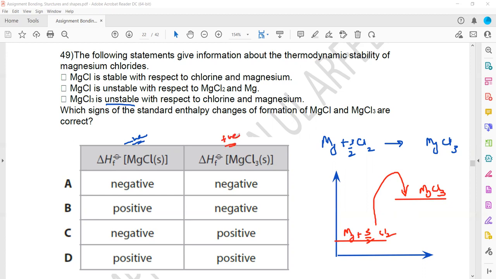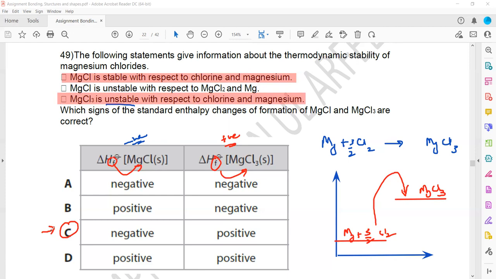So for an endothermic reaction, the enthalpy change should be positive, because it is written formation of MgCl3. And the other was formation of MgCl, which means magnesium chloride is formed from magnesium and chlorine, and MgCl3 means magnesium and chlorine react to form MgCl3. From these, using the first and the third statement, we can work out the sign for enthalpy change of formation of MgCl and MgCl3. So one will be negative, the other one will be positive.